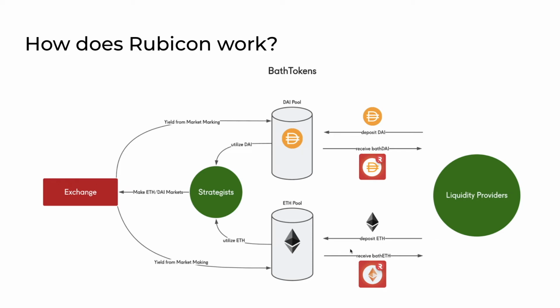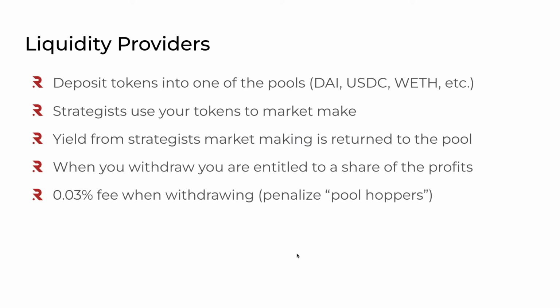So that's basically how the Rubicon protocol works at a fundamental level as a liquidity provider, a strategist, and how the exchange happens. So let's focus a little bit more on liquidity providers. So they have the option to deposit DAI, USDC, wrapped Ethereum, OP token, etc. And you can add your own pairs if you would like, but we're not going to cover that because it's a little bit more advanced, but in a future video we may cover that. Strategists then use the tokens that liquidity providers have provided to market make.